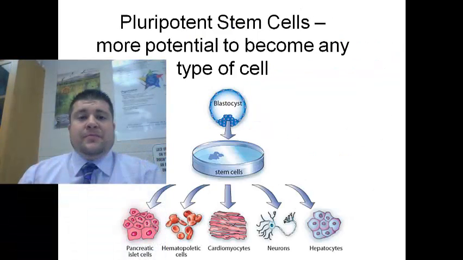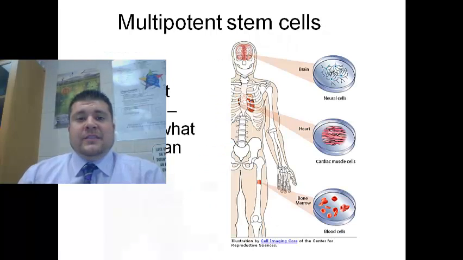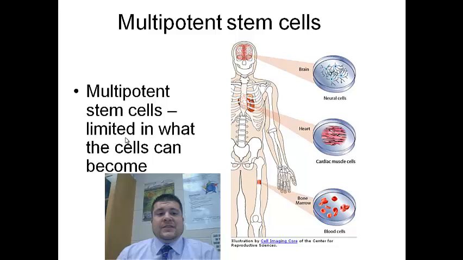The pluripotent stem cells have the most potential to become any new cell. So we can take those out of a blastocyst and create those. The multipotent stem cells, they're a little bit limited in what they can do, but they're still useful as well, and we can pick them up. We can find the stem cells as an adult, and we don't have to worry about as much of the embryonic ethical questions that are left behind.